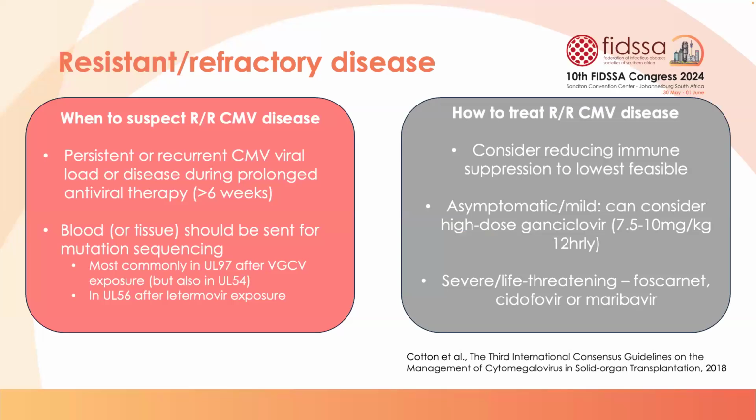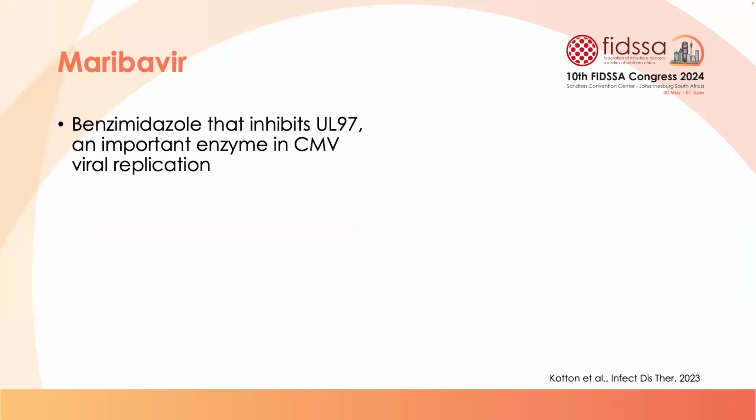And how do you treat it? Well, initially you'd consider reducing your immune suppression to the lowest dose you can. If it's mild or asymptomatic, you can consider high-dose ganciclovir, so much higher dose, 7.5 to 10 milligrams as opposed to 5, obviously watching very closely for the adverse effects. And if it's severe or life-threatening, foscarnet or cidofovir. If you have access to maribavir, that's an option as well, and I'll talk about that briefly. It's not available here.